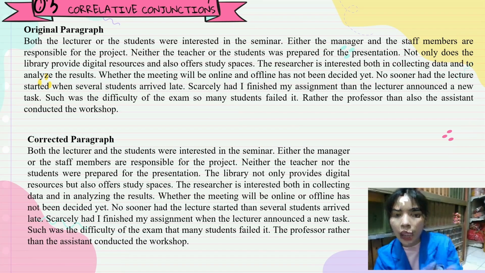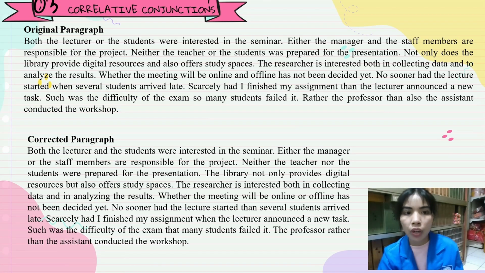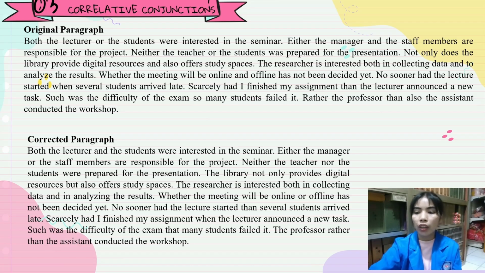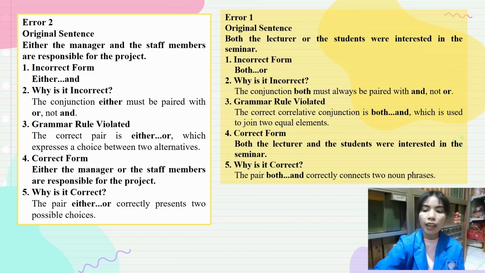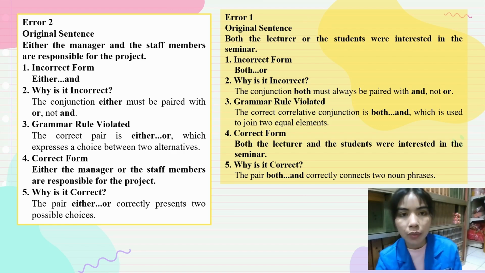Okay, we continue. The last part is question three, correlative conjunctions. The same as before, in the slide are the original paragraph and the correct paragraph. In question three, this paragraph has content and grammatical errors involving incorrect conjunction pairs and incorrect parallel structure. I think it's the same as part one and part two. And the error in the first sentence: both is incorrectly paired with or.